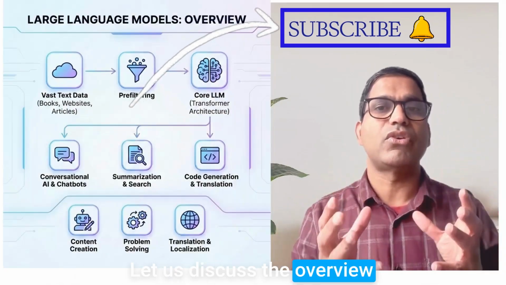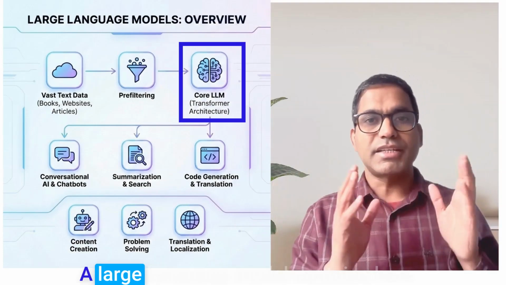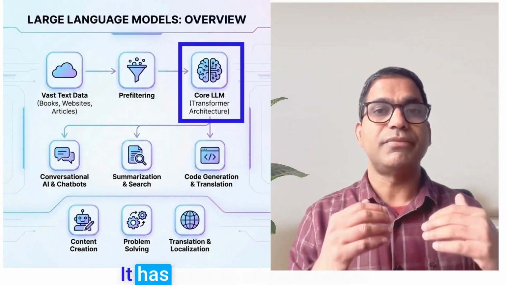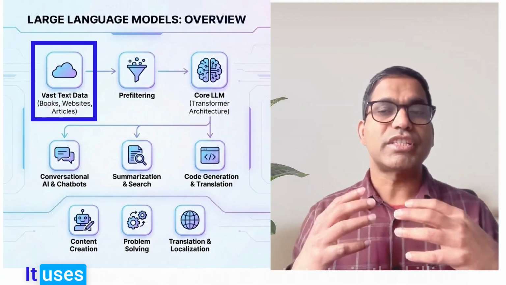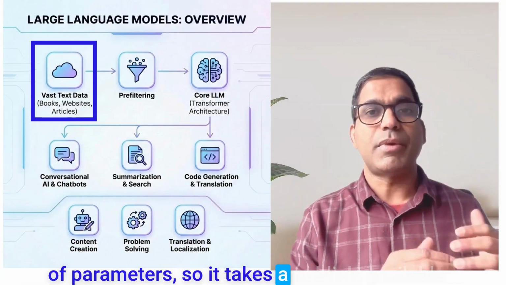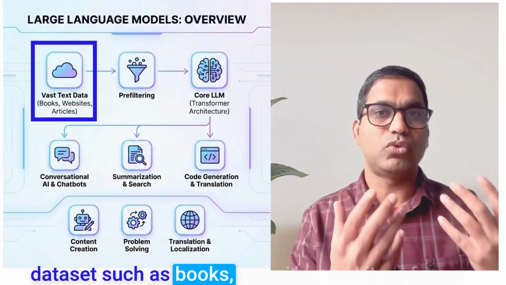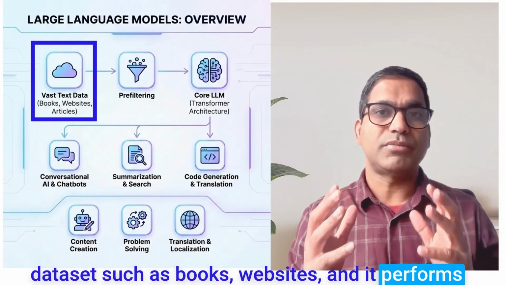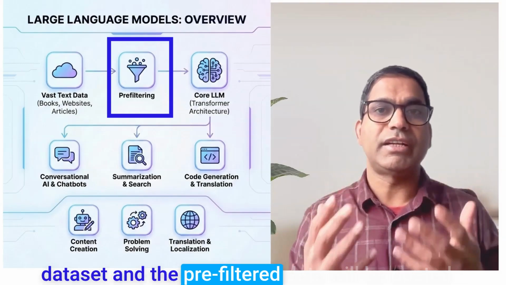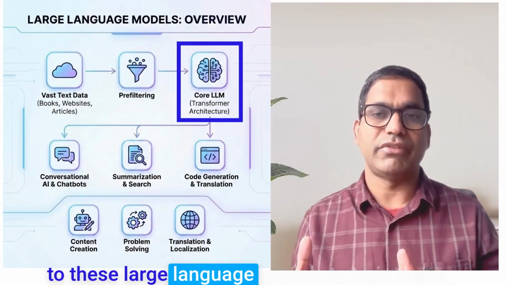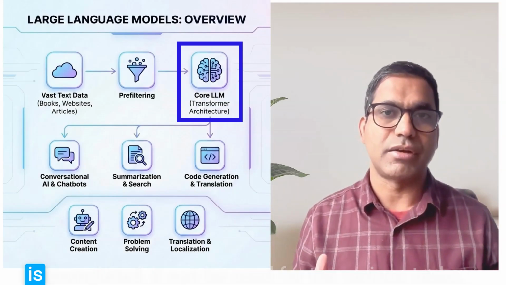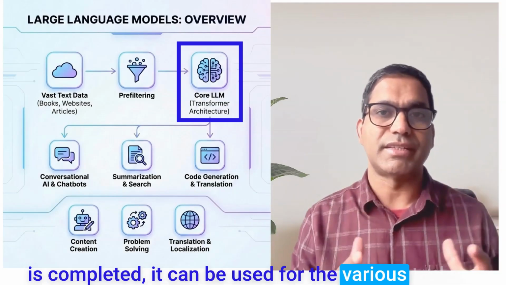Let us discuss the overview of large language models. A large language model contains layers of transformer architecture. It has billions of parameters. It uses a vast amount of data to train the billions of parameters. So it takes publicly available data sets such as books and websites, and performs a filtering approach on these publicly available data sets, and the filtered data will be passed to these large language models to train these billions of parameters. Once this training process is completed, it can be used for various tasks.